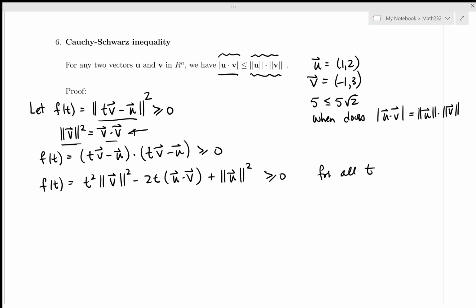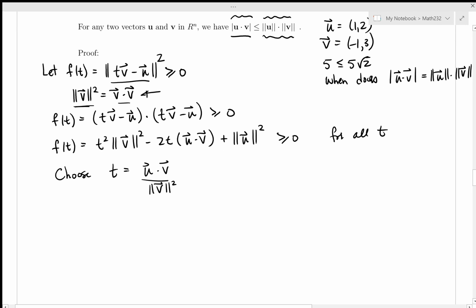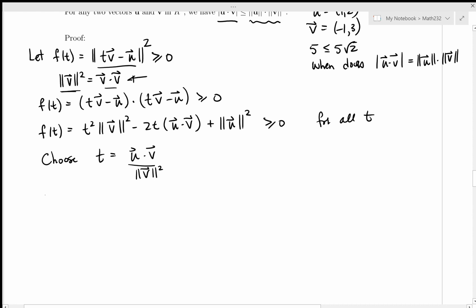So I'm going to choose t equal to u dot v divided by the norm of v squared. An auspicious choice for t. This is a number, right? The dot product is a number. The norm is a number. So t is a number. So now I'm going to evaluate my function at this value of t.